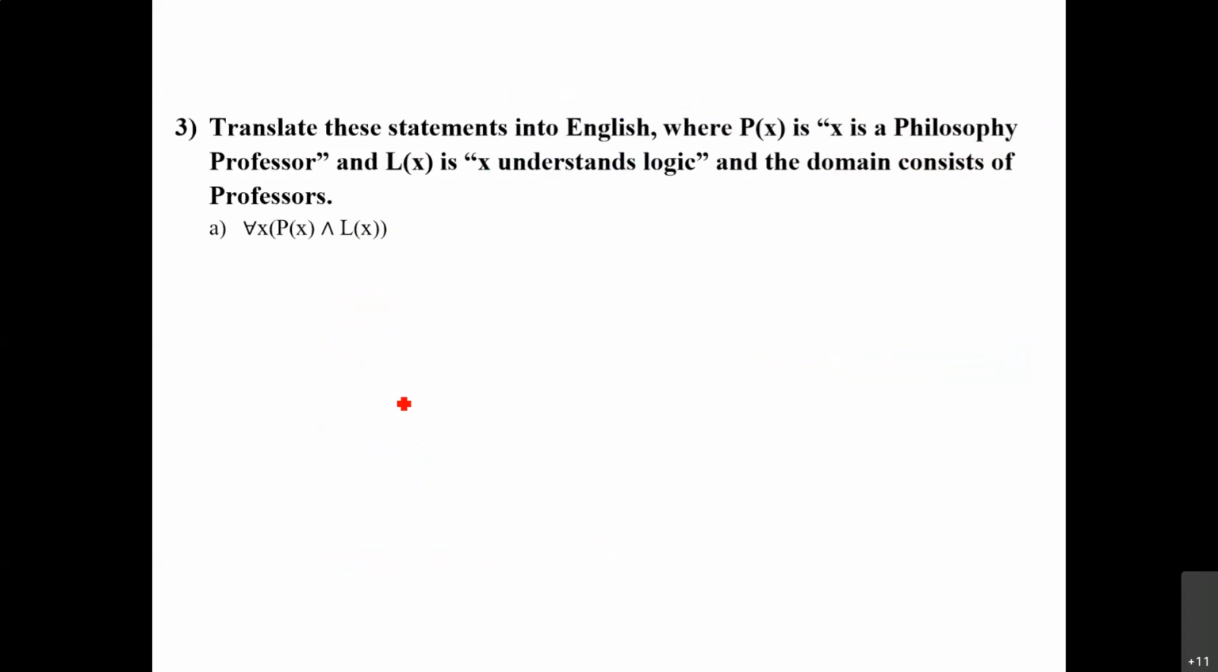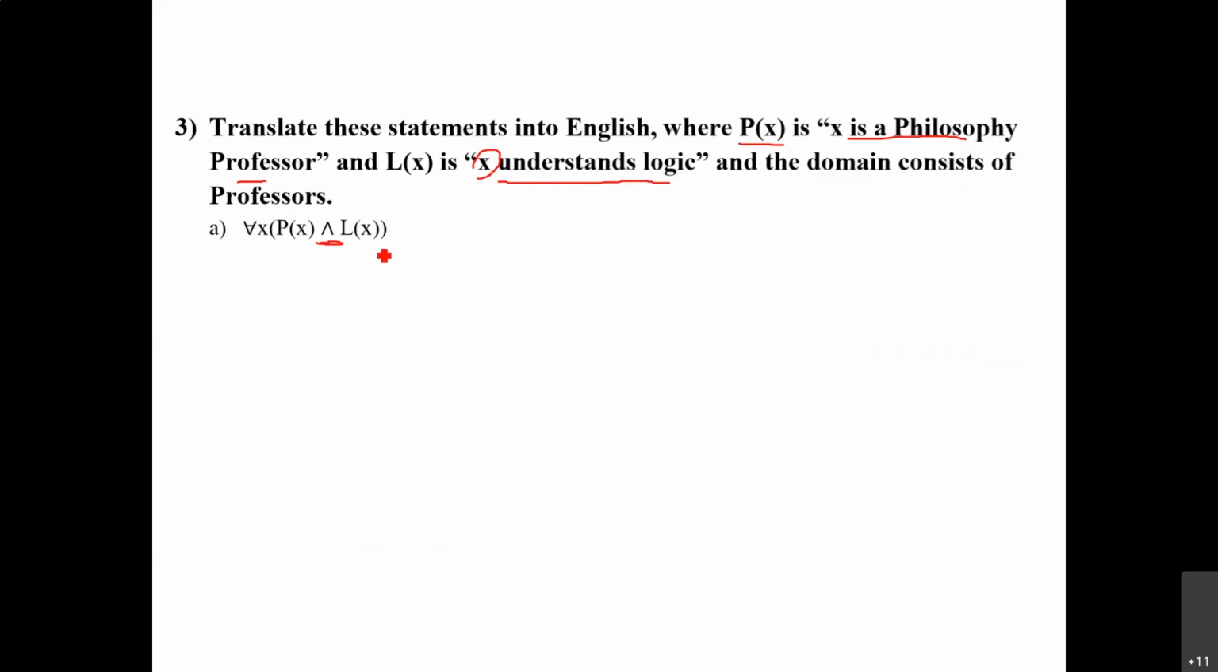So let's translate some of these sentences into English. So we're given the predicate p of x. It means x is a philosophy professor. And L of x, x understands logic. So the domain consists of professors. So x is going to be a professor. For every x, p of x and L of x.